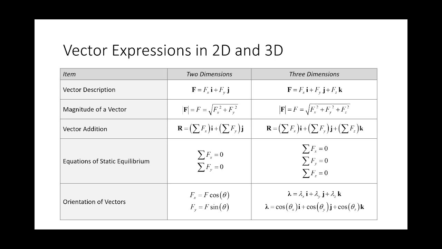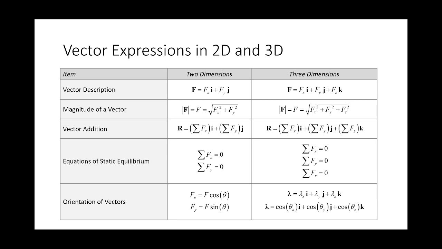And then in terms of vector expressions in 2D and 3D, this is the 2D set of expressions and the 3D set of expressions, and the whole point was to convince you that they're actually not all that different. They're actually pretty similar. In order to add vectors by components, you're doing it the same way. In order to determine the magnitude of a vector, you're doing it the same way. It's just another term in 3D.